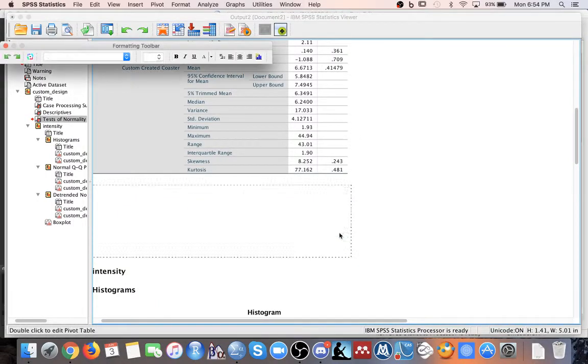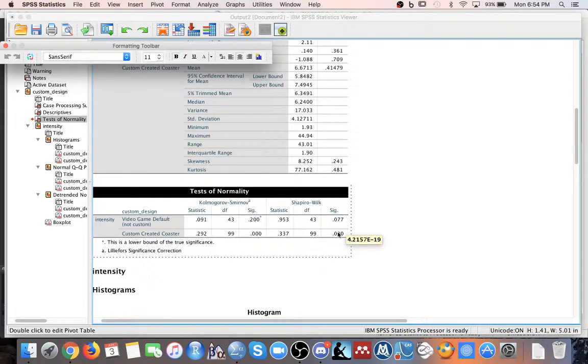If you double-click on this, you can actually see what the value is if you hover over it. So you can see 4.2 E-19. What that means is 4.2 times 10 to the negative 19. Basically, take the decimal point and move it 19 places to the left. That's what it looks like. So there are 18 zeros before you see the first number.